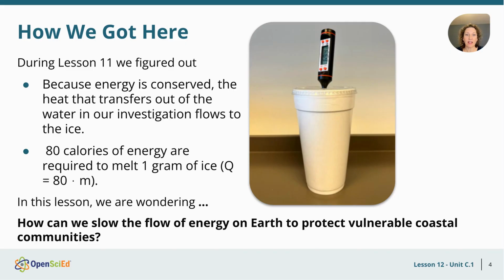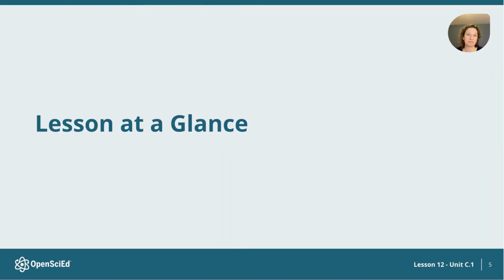So during lesson 11, through the investigation, we calculated that about 80 calories of energy are required to melt 1 gram of ice. In this lesson, we're wondering if we can use all the mathematical models we've developed to slow the flow of energy and protect vulnerable coastal communities.